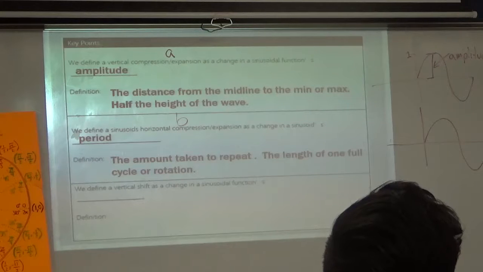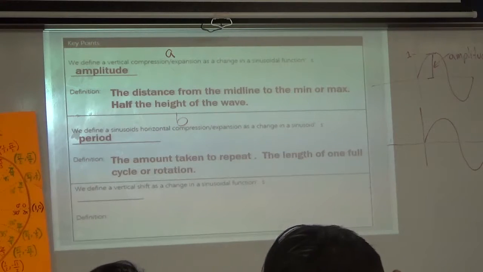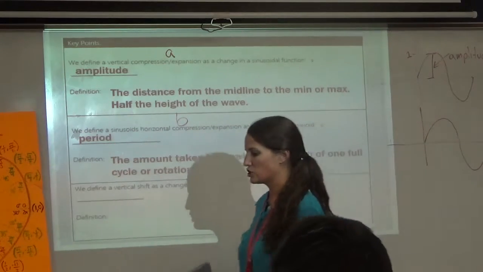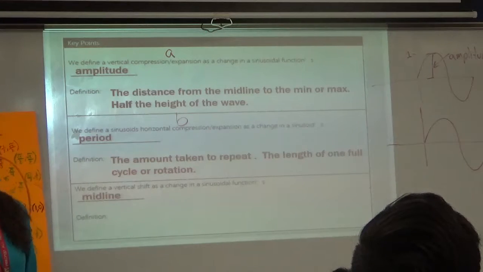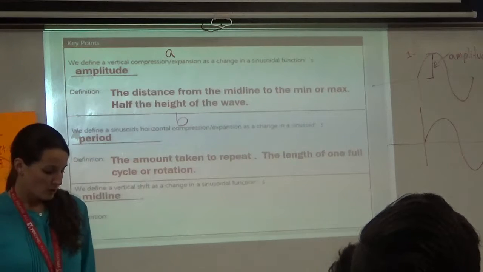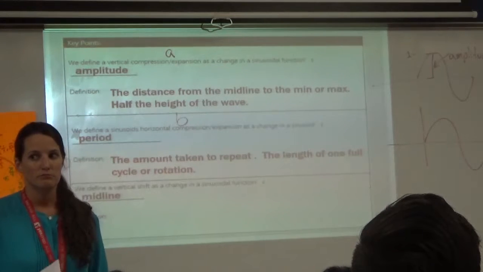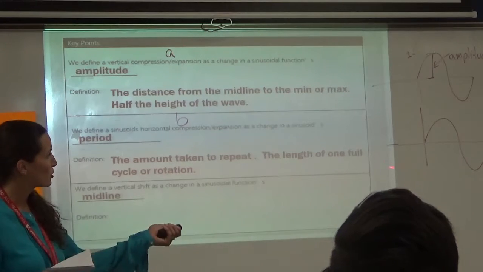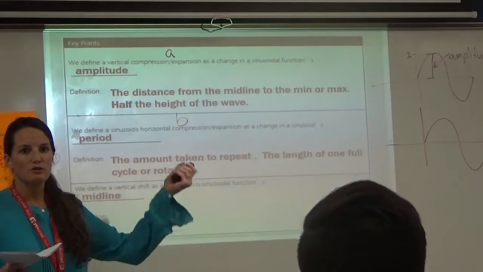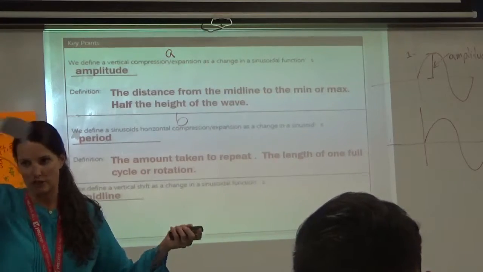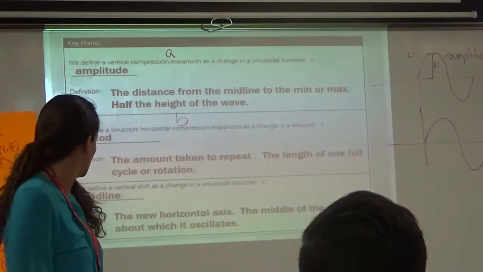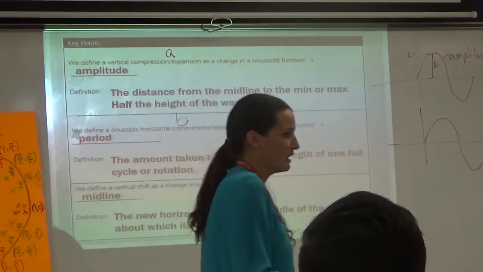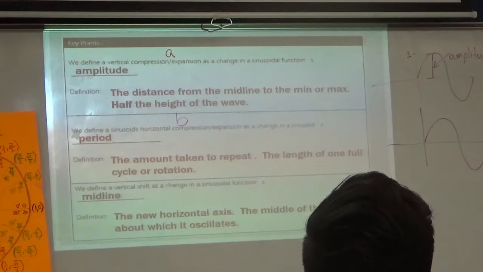Alright, and last but not least, the function's vertical shift is a change in what we call the function's midline. Midline sounds like middle. So it's the middle of the wave, which in our normal graph is the x-axis. But if you shift it, now it's like a dotted line, an imaginary line in the middle of the wave. So it's like the new horizontal axis if you shift it, or the line about which this wave is oscillating above and below.